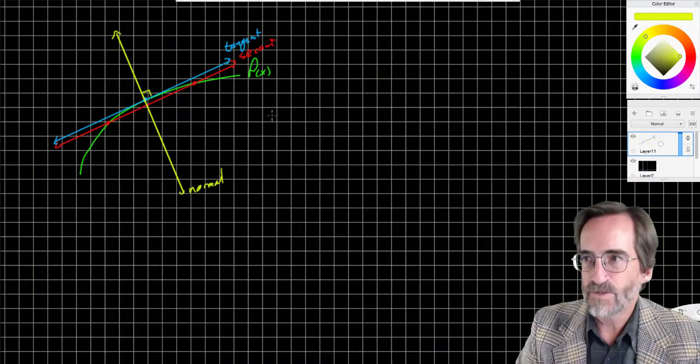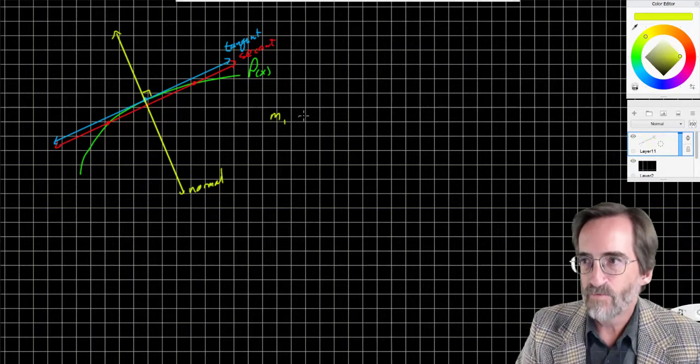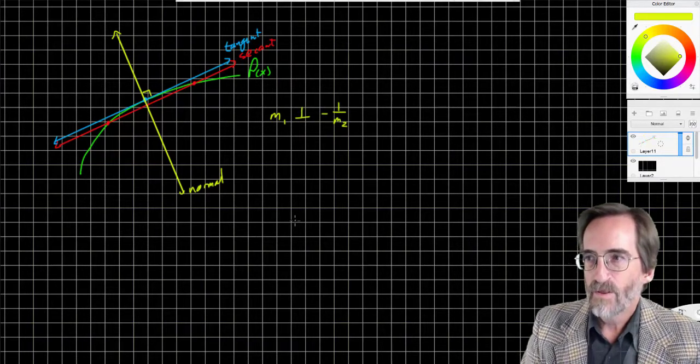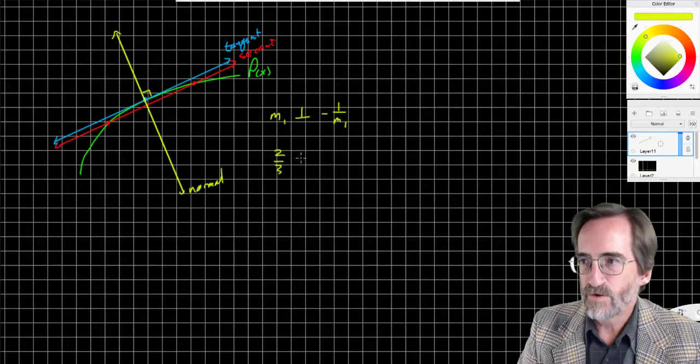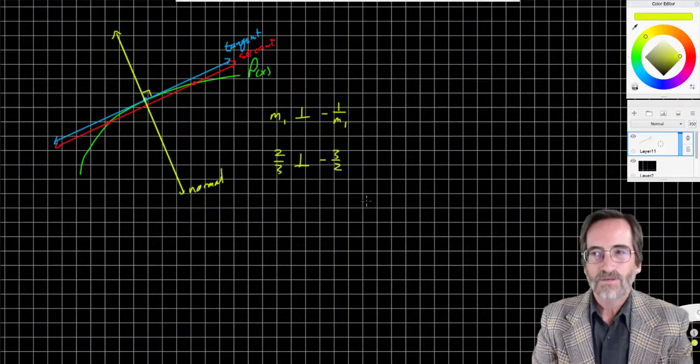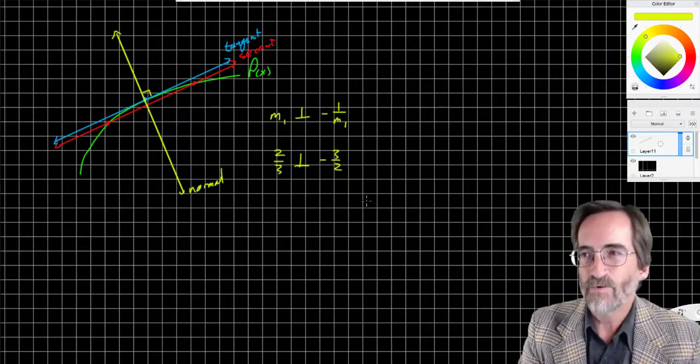Just to remind yourself, if we have one slope m1, the perpendicular to that is -1 over that slope, or -1 over m1. So, in other words, if we have a slope of 2/3, perpendicular slope is -3/2. Okay, just a little bit of algebra review. You're going to need that.